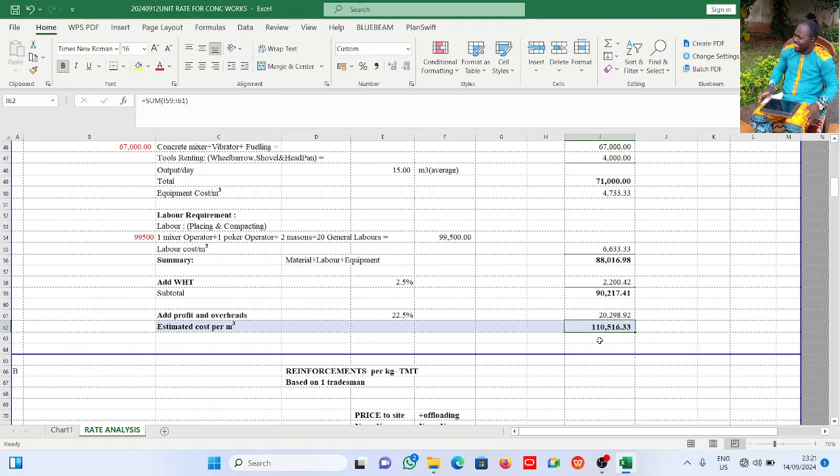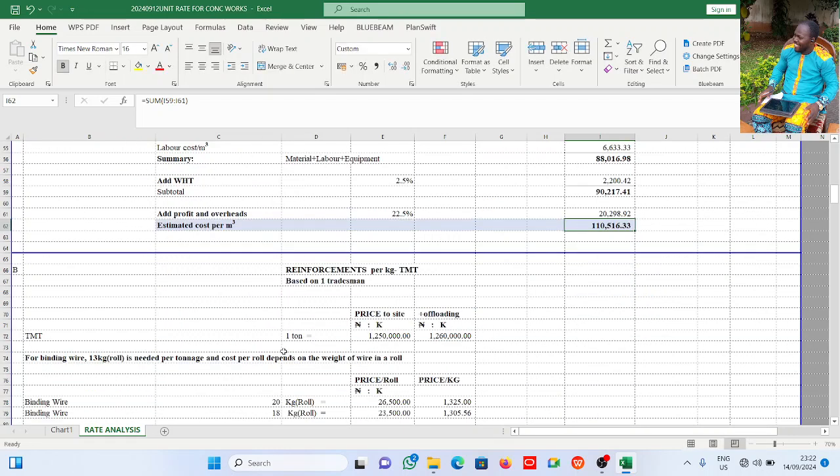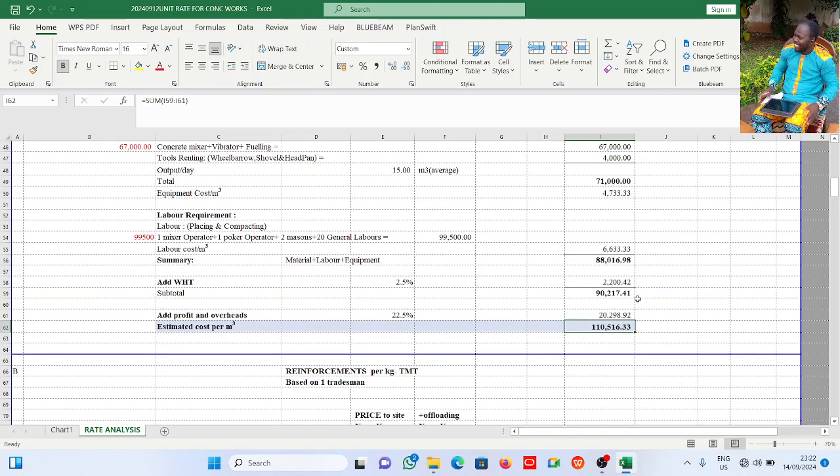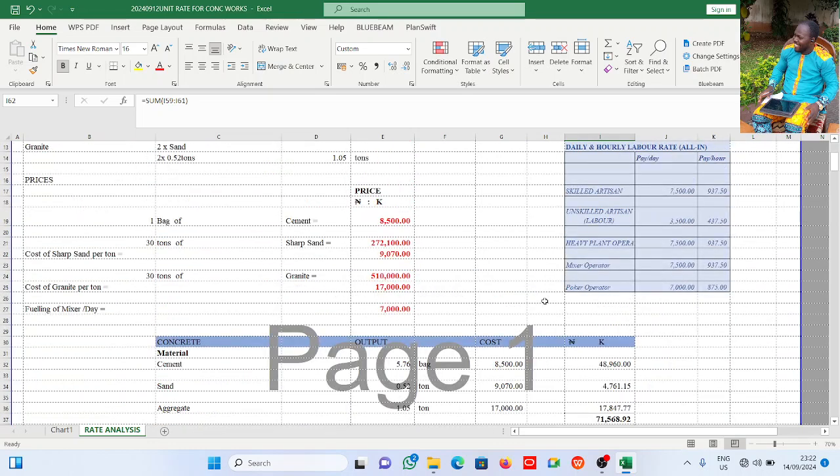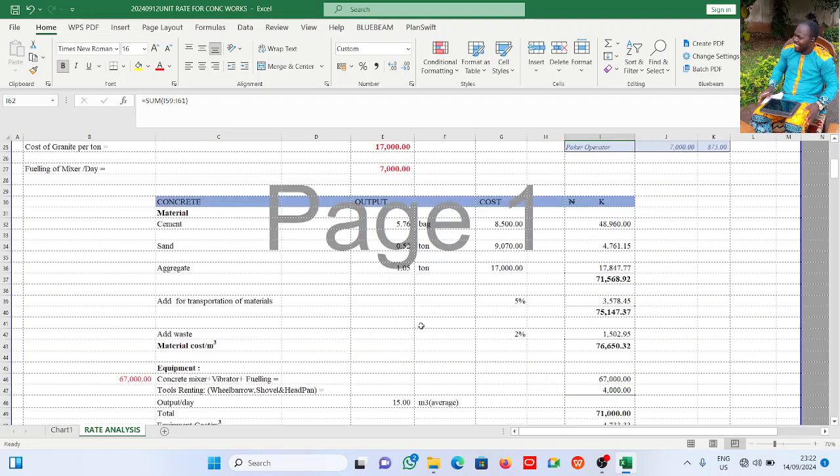Now if your firm is doing profit and overhead, remember that profit and overhead is a function of the company's overhead. Another company might be running at 10% profit and overhead. Another person might be using 15%. So it depends on what is applicable with your company. Basically that is how you prepare the rate analysis for concrete works. It is the same method, the same process, if the concrete is 1:3:6 or 1:1.5:3.